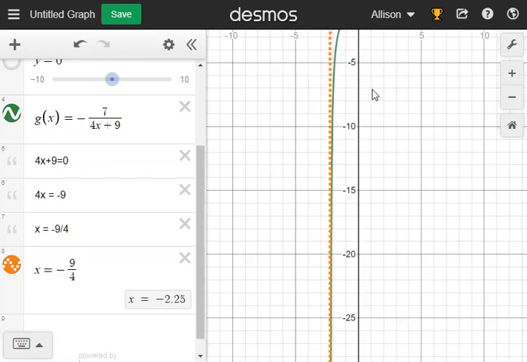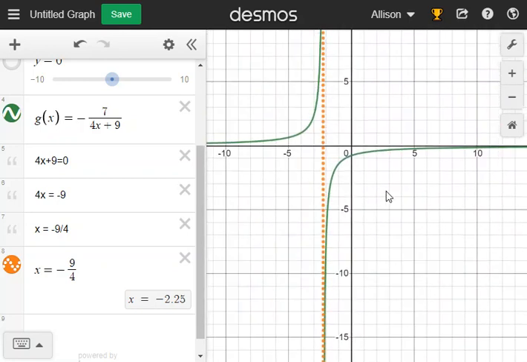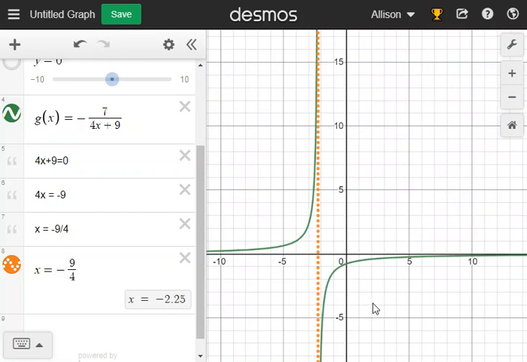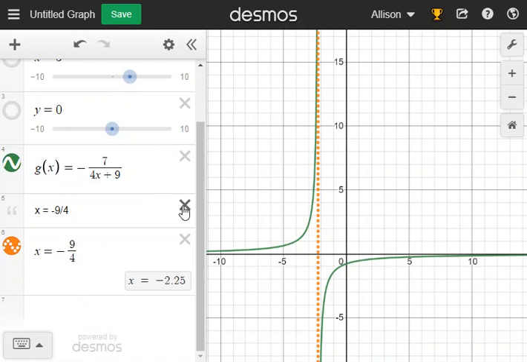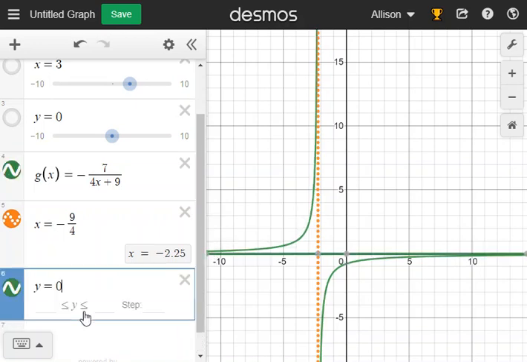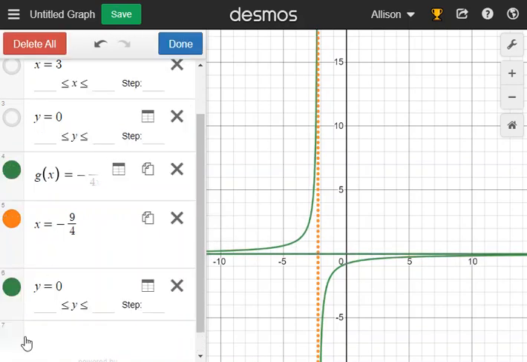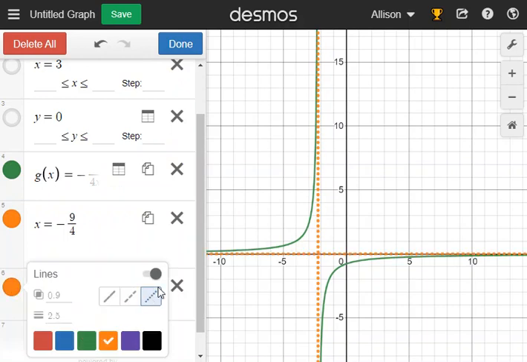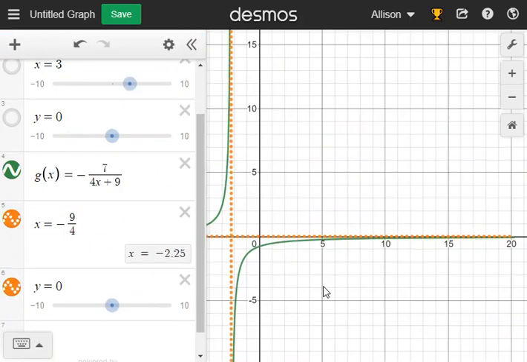My graph, again, will get closer and closer, approach the x value of -2.25, but it won't actually go through it because it's not part of the domain. So there's a vertical asymptote at -9/4 or -2.25. All right, and then again for the horizontal on this one, these are coming down towards 0 as a y value. So y equals 0, once again, is the horizontal asymptote for this one.